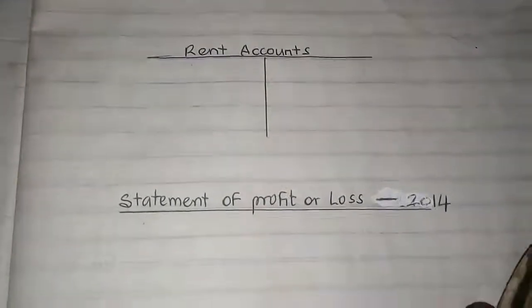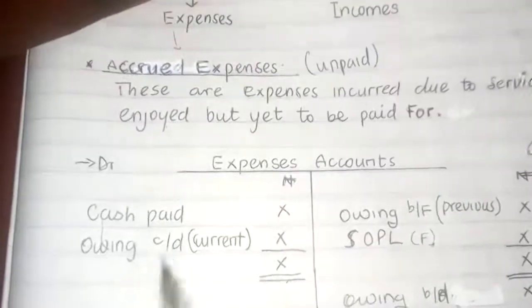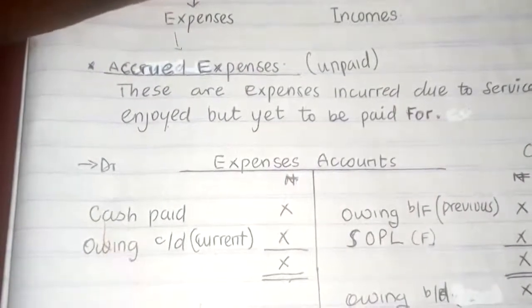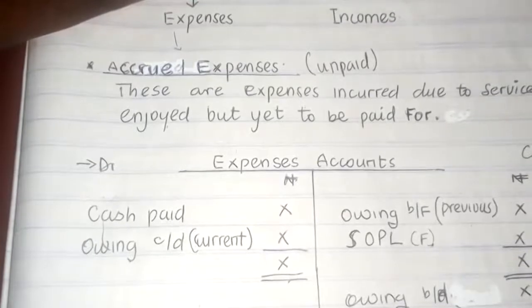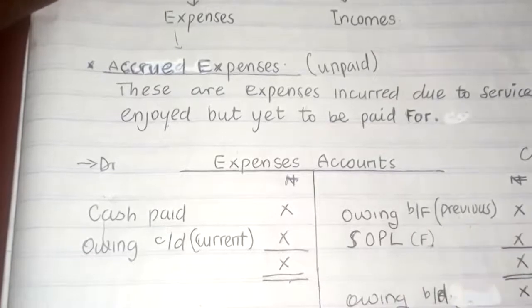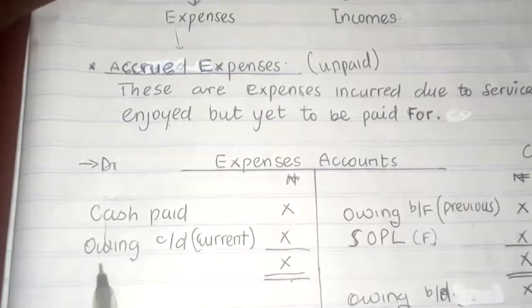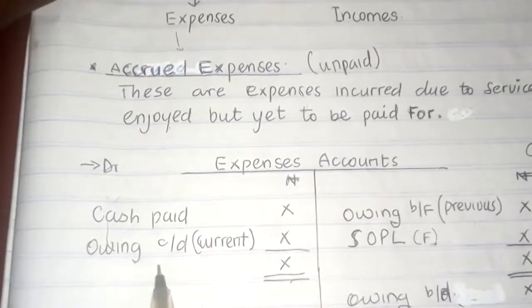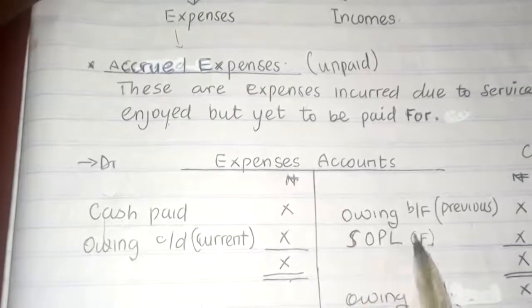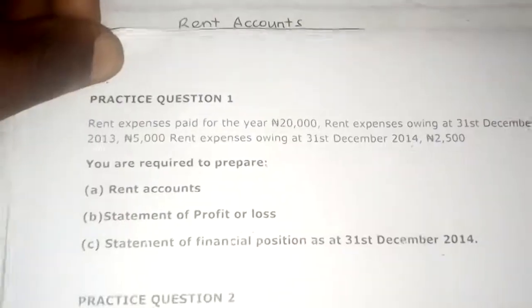Okay, class. Now let's look at the question once more. We have the rent expenses paid. Look at the format. Any expenses paid during the year will be what? Debited. All right, will be debited. Then any owing from the previous year will be credited. Then any owing during the year will be debited. Then the balancing figure goes to the statement of profit or loss. All right. So let's get started.